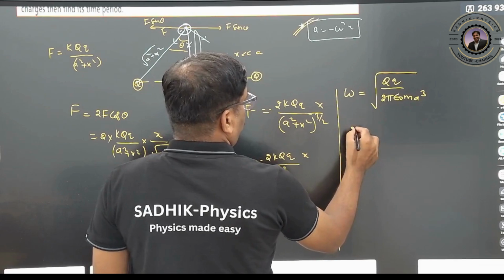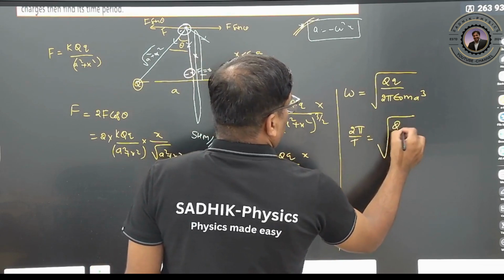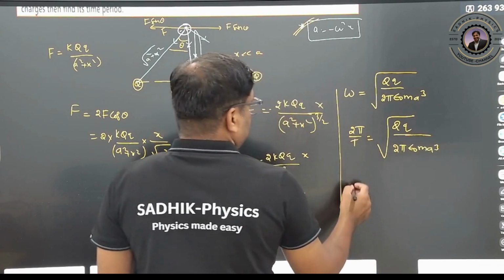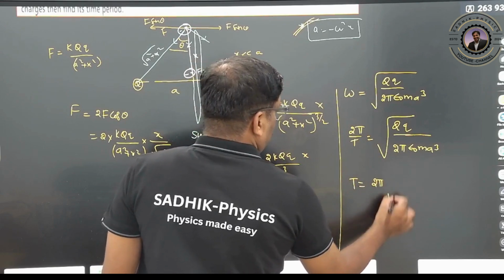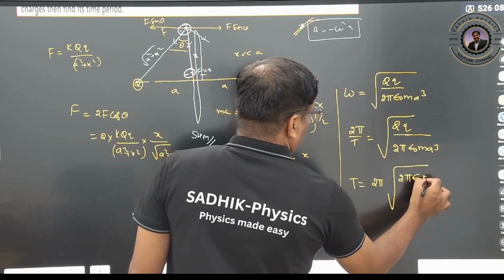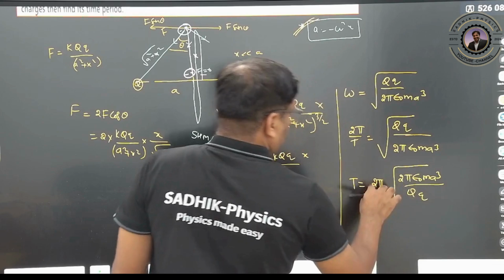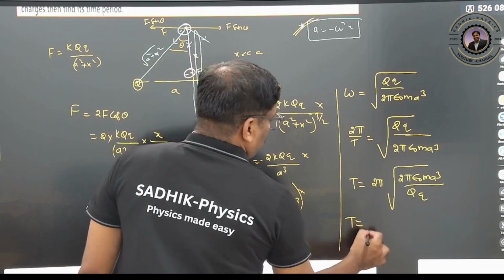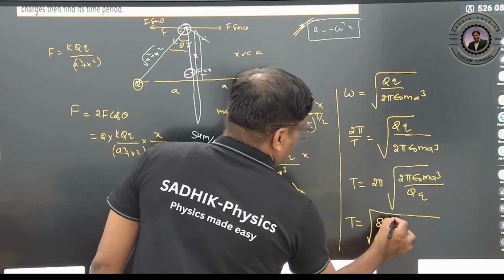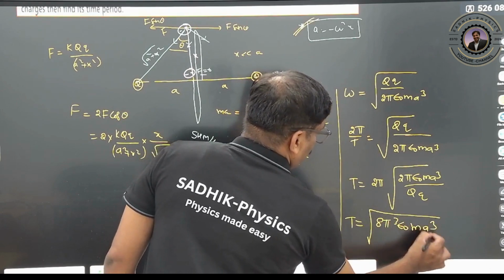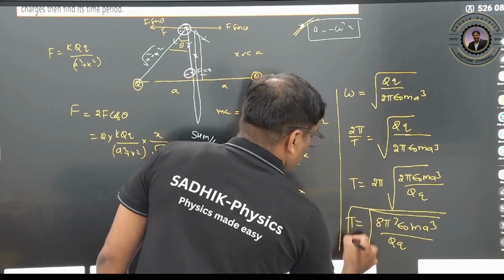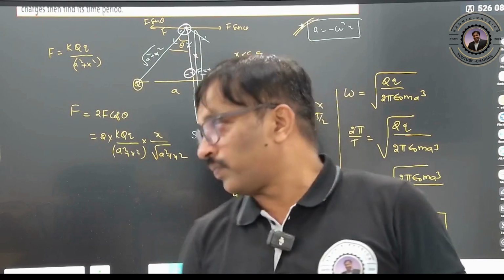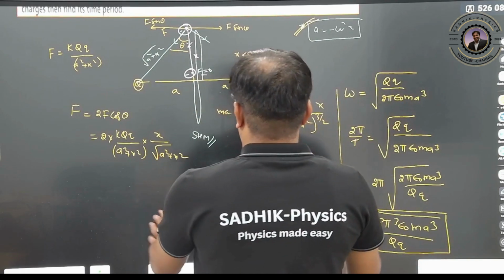So, this will be equal to 2 pi by T. So, this is Qq by 2 pi epsilon naught into m into a cube. So, T is equal to 2 pi into root of 2 pi epsilon naught m a cube by Qq. So, 4 pi square, T is equal to whole root of 8 pi cube epsilon naught m a cube by Qq. So, this is your time period.